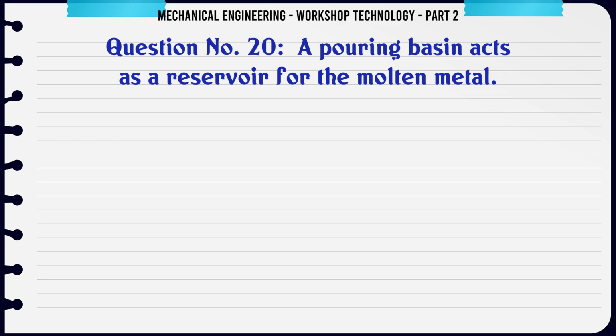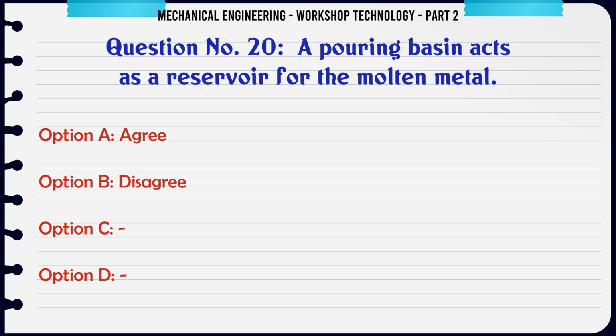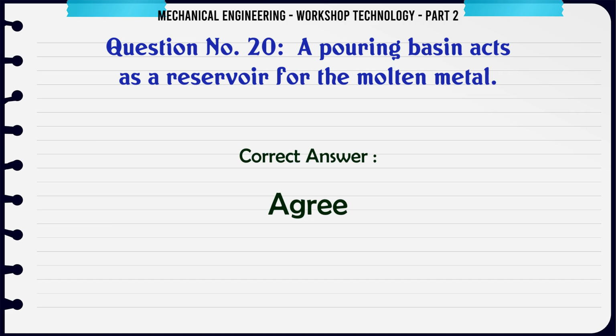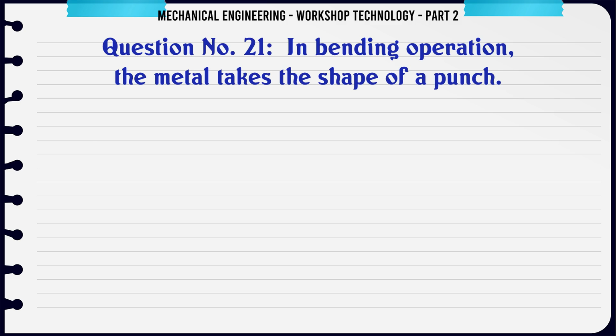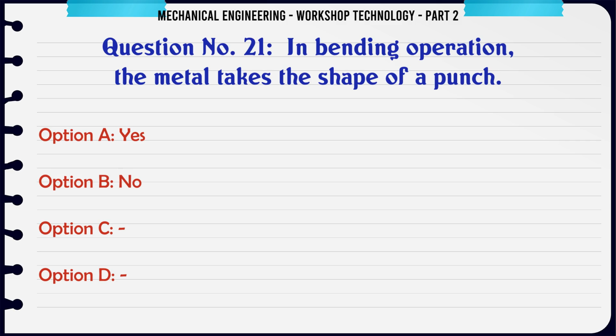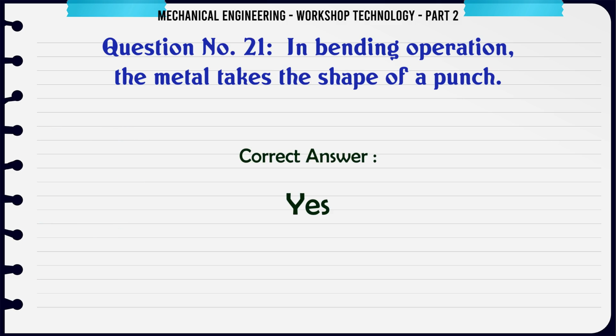A pouring basin acts as a reservoir for the molten metal. A. Agree, B. Disagree. The correct answer is agree. In bending operation, the metal takes the shape of a punch. A. Yes, B. No. The correct answer is yes.